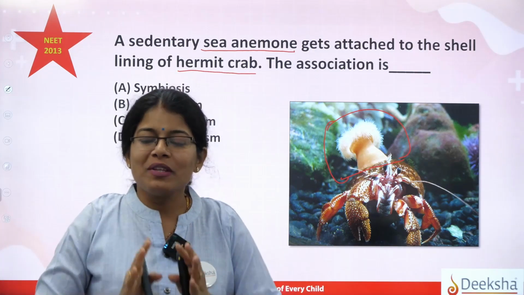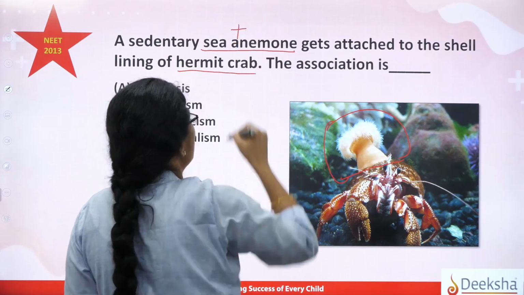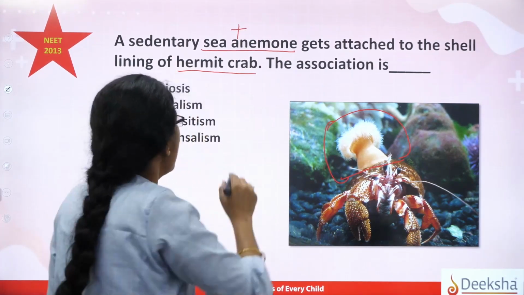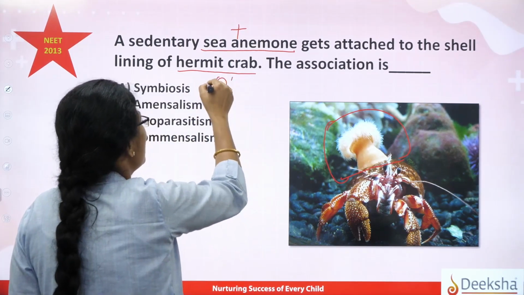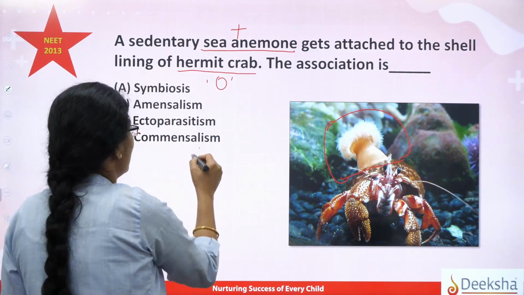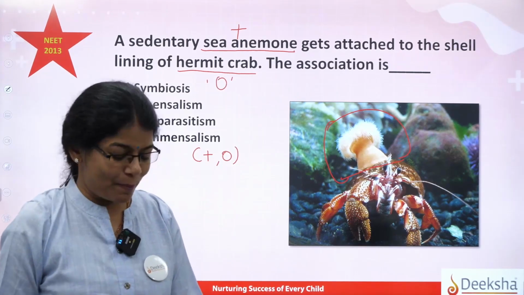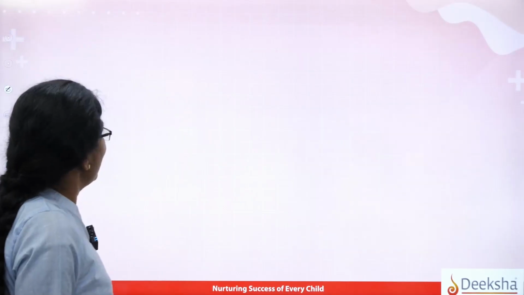So in this case, you can see, who is benefited? Yes, the sea anemone is benefited, so plus. And the hermit crab is neither benefited nor harmed, that's why it is 0. So the example which we are discussing here is for plus and 0. That is what? Commensalism, right? Go to the next question now.